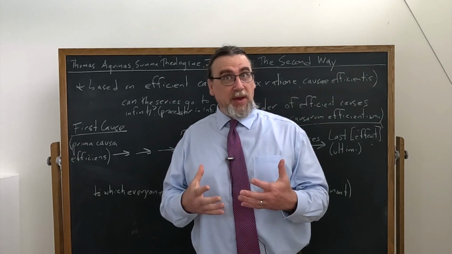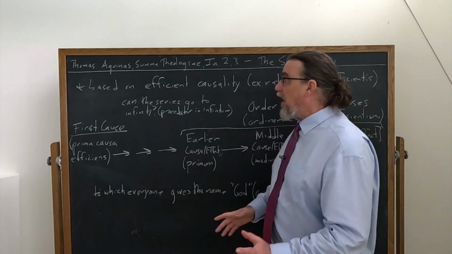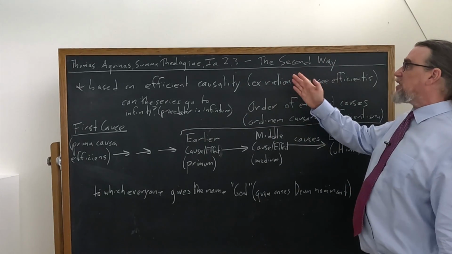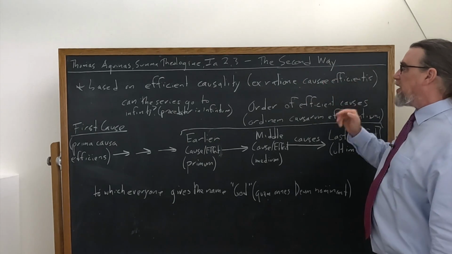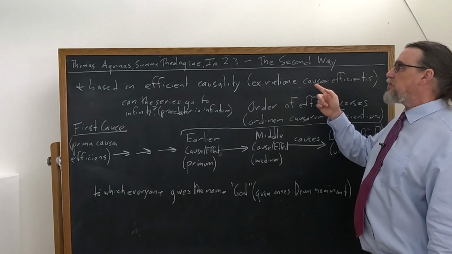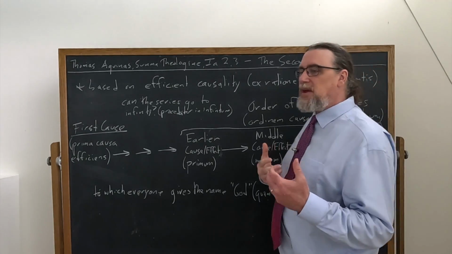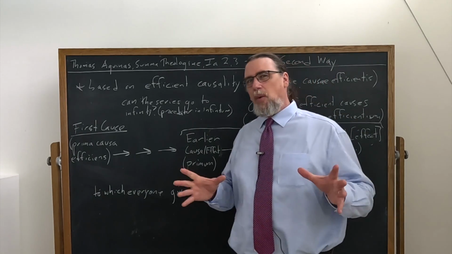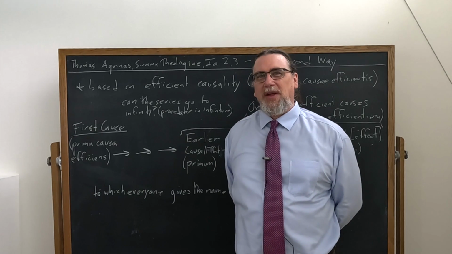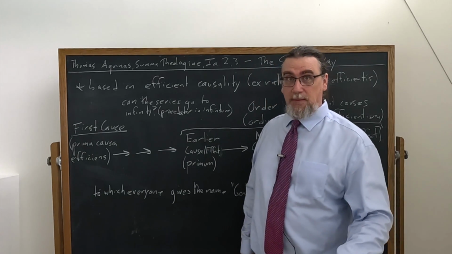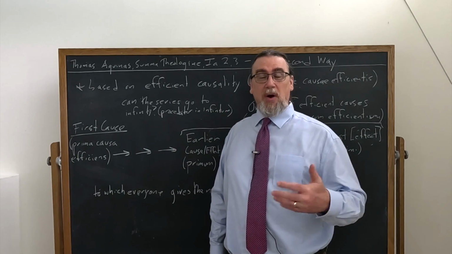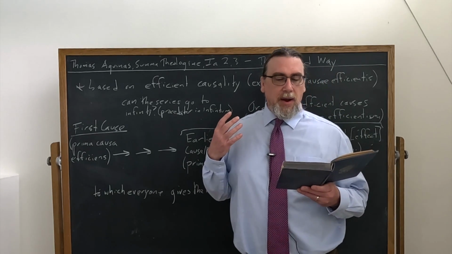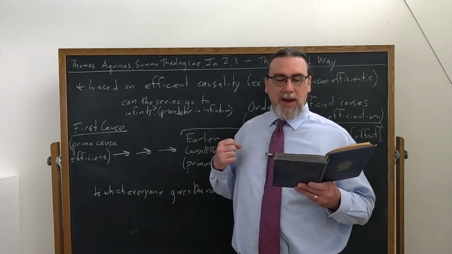Now, we're focusing here in the second proof entirely on efficient causality. Aquinas says that it's ex ratione causae efficientis, out of the intelligible nature of efficient causality. Now, what is included in that intelligible nature? You're going to see this talked about in various subparts of this article, in the second way. Let's not begin at the very beginning. We'll come back to that in a second.